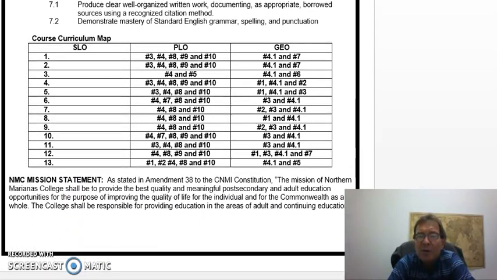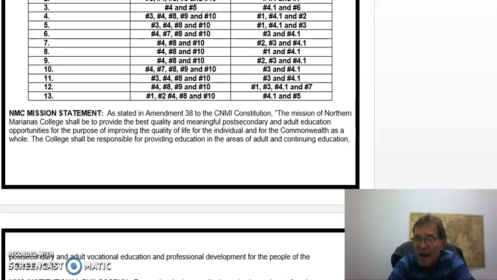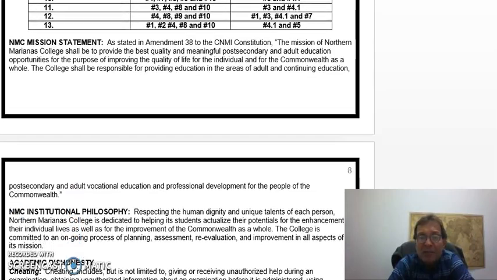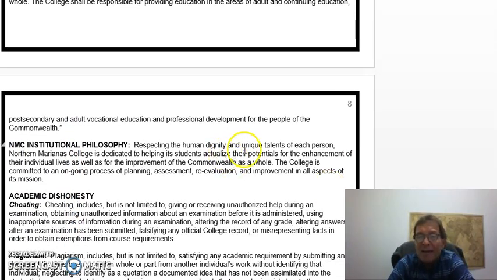The mission statement, we're hopefully providing you with a quality post-secondary education here at NMC. We try to recognize the unique talents of each person, and we're dedicated to an ongoing process here at NMC of planning and assessment and a reevaluation and improvement in all aspects of our educational goals.